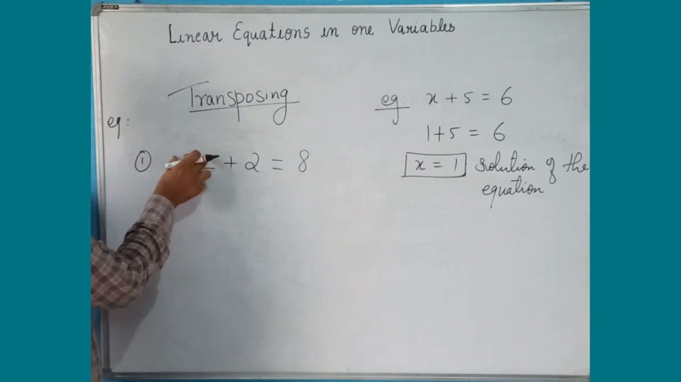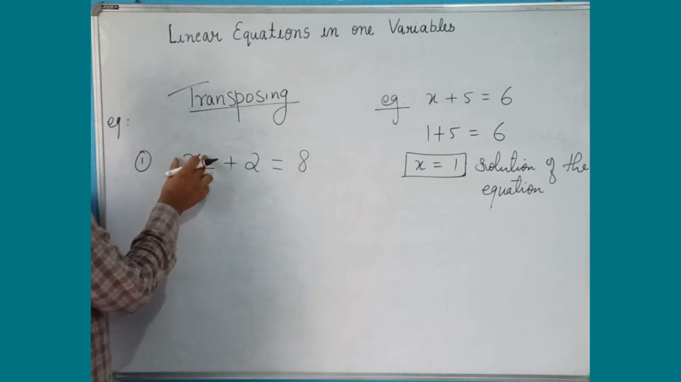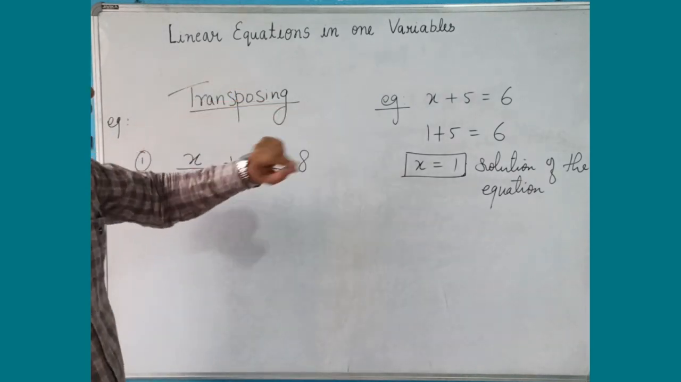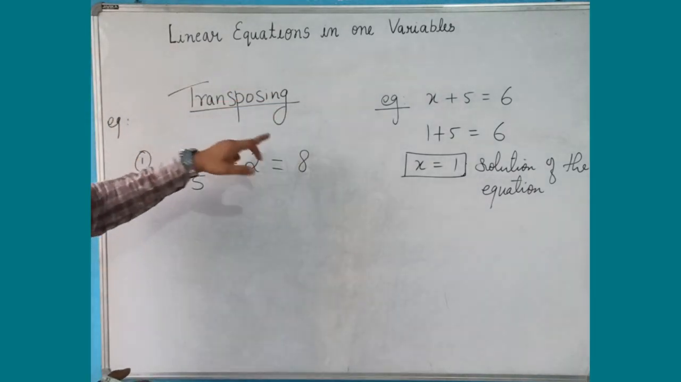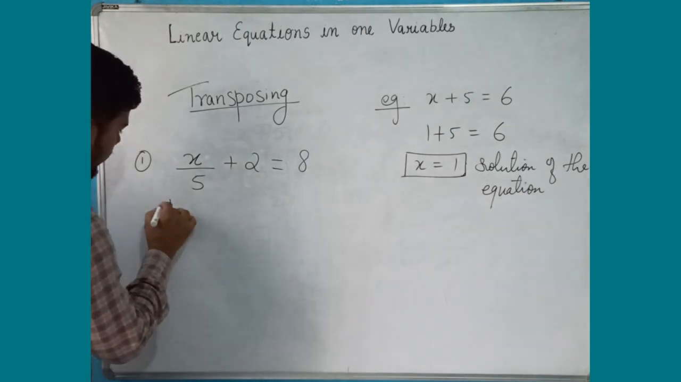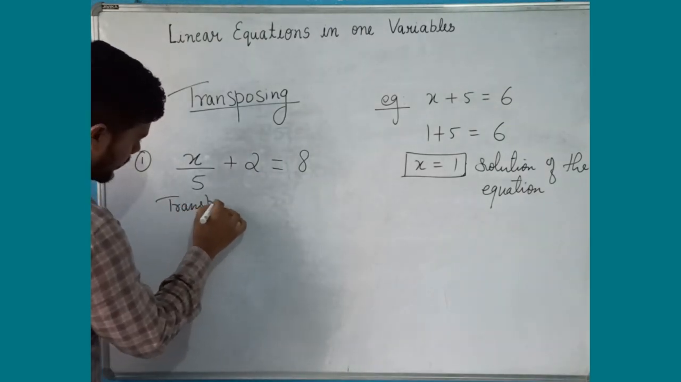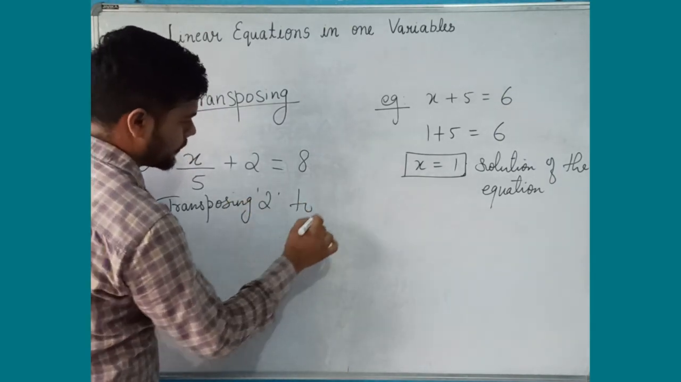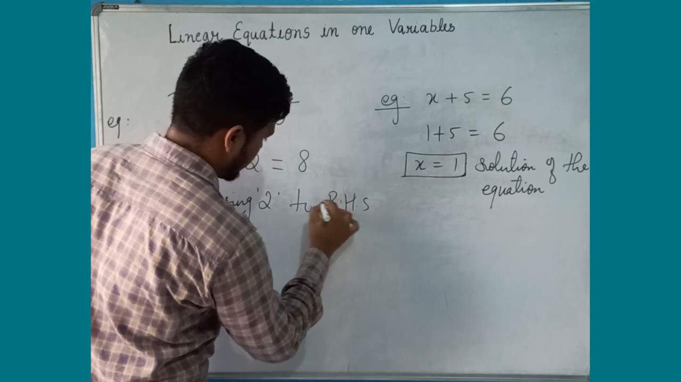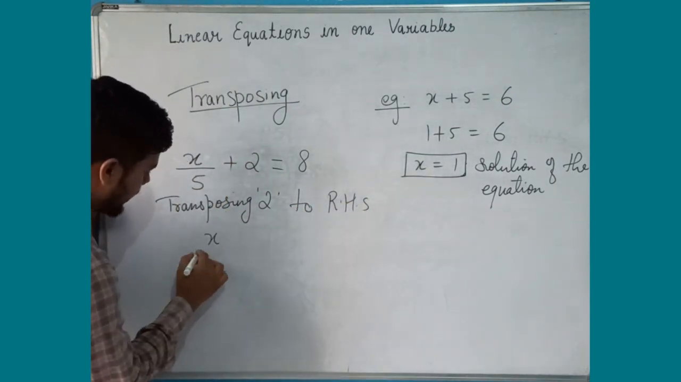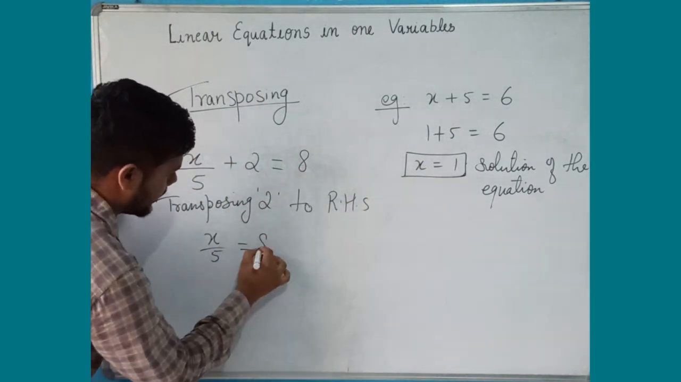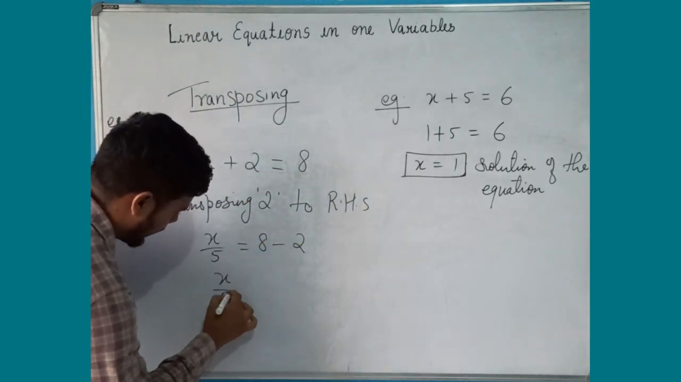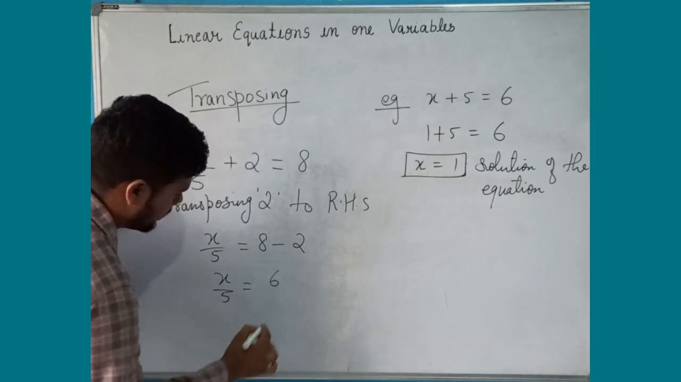See, we are not transposing the variable, because it is already on the LHS side and it has a positive sign. If it had a negative sign, maybe then I would have transposed it to the RHS. So I'll write here, transposing 2 to RHS. What is left here? x upon 5 is left here. Already 8 is there, and then 2 will go that side, it will become minus 2. So x upon 5 is equal to 8 minus 2, I'll get here 6.